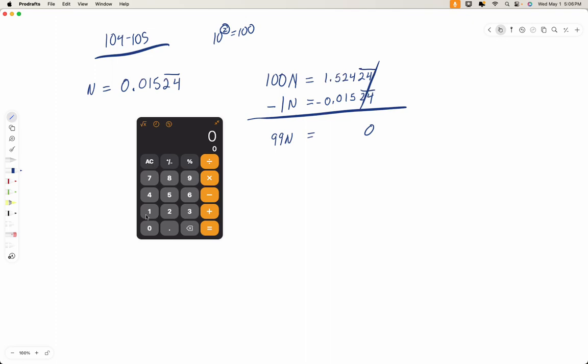And I'm going to say 1.524 minus 0.015. I get 1.509. So 1.509. Now, I have 99. And 99 times some number is equal to this. So I'm going to divide both sides by 99.